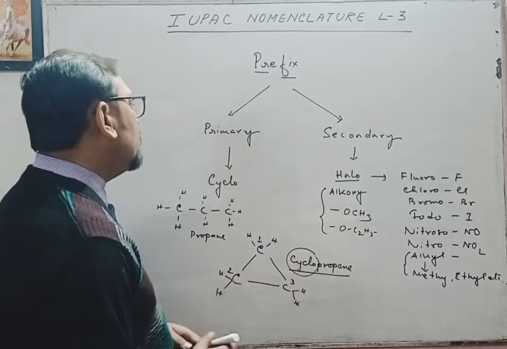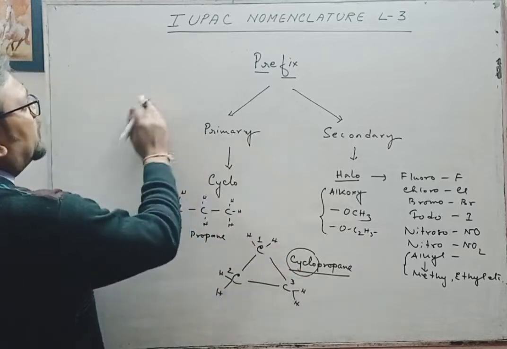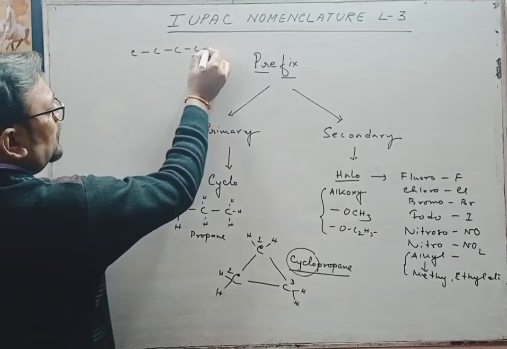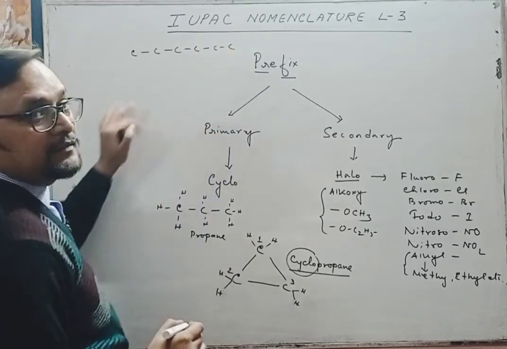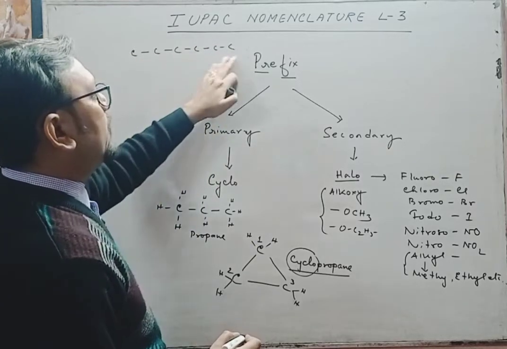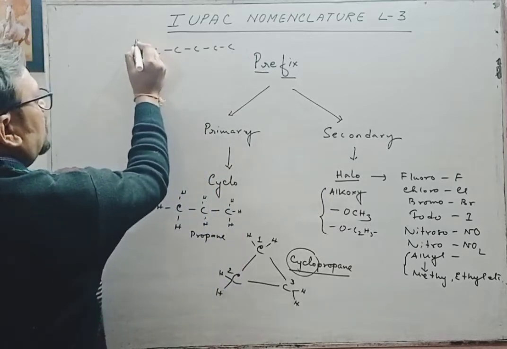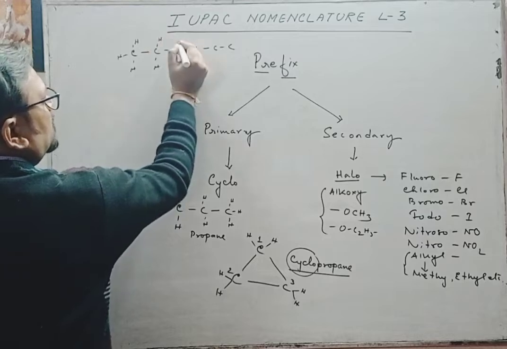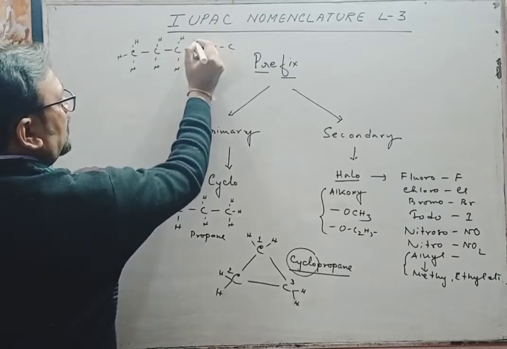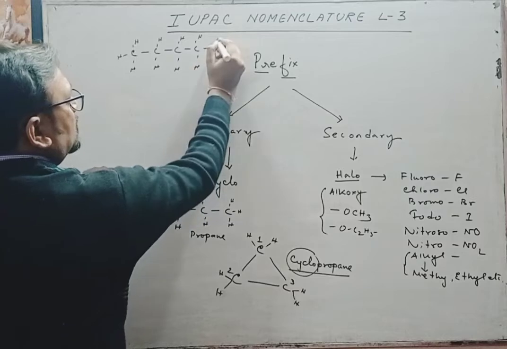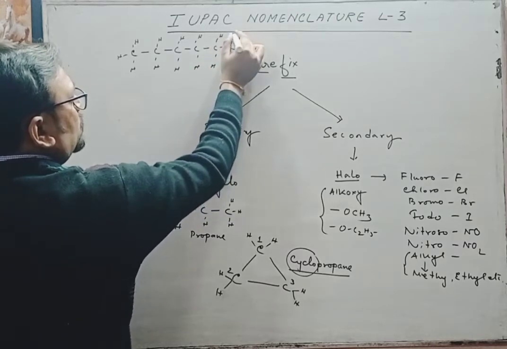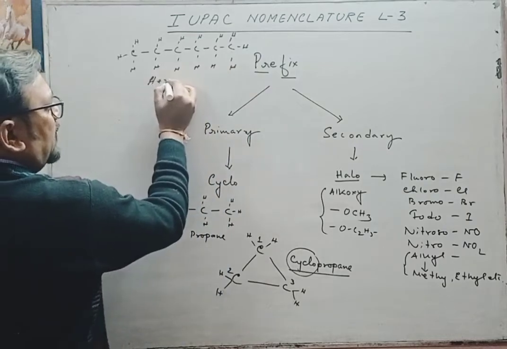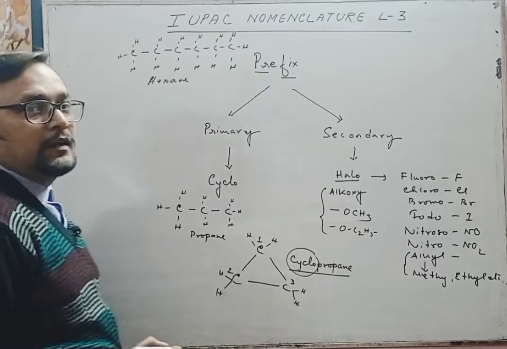Let's take one more example. Say you have taken hexane: 1, 2, 3, 4, 5, 6. Now you can give the hydrogens: 1, 2, 3, 4, 5, 6, 7, 8, 9, 10, 11, 12, 13 and 14 hydrogens are there. So this is what? This is hexane.